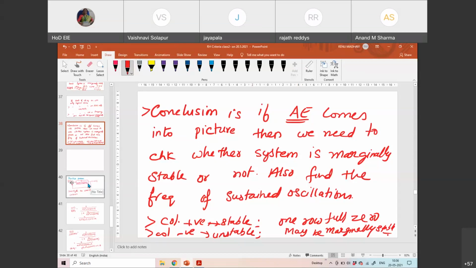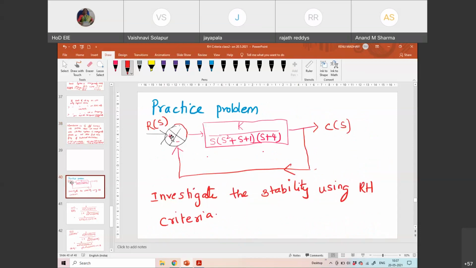Okay. Now, supposing I give you a system having G of S in the forward path and unity gain negative feedback, and I ask you to investigate the stability of the system using RH criteria, can anyone tell what you are going to do for the first instance? I'm giving you a hint. In order to apply the RH criteria, it is required for us to get the characteristic equation, right? That is the hint I'm giving you. So can you tell me how you go about it?